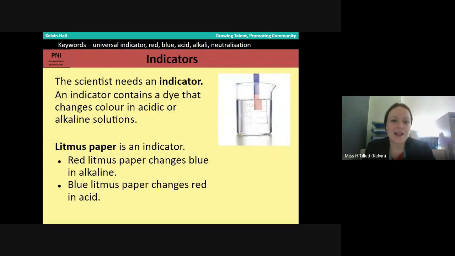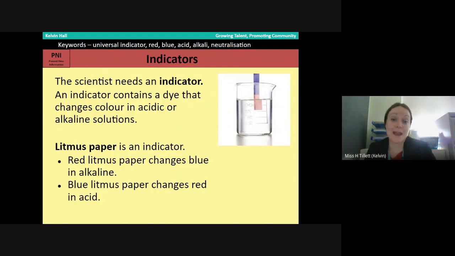We use in science something called indicators. So indicators on a car, if anyone uses an indicator or watches someone use an indicator in a car, that's because it's telling the car or the people behind you or the other drivers where you're going. An indicator in science tells us something about a chemical. Not necessarily tells us where we're going, but it tells us some information about it. Indicators contain dyes, and those dyes change colour in acids or alkalis.